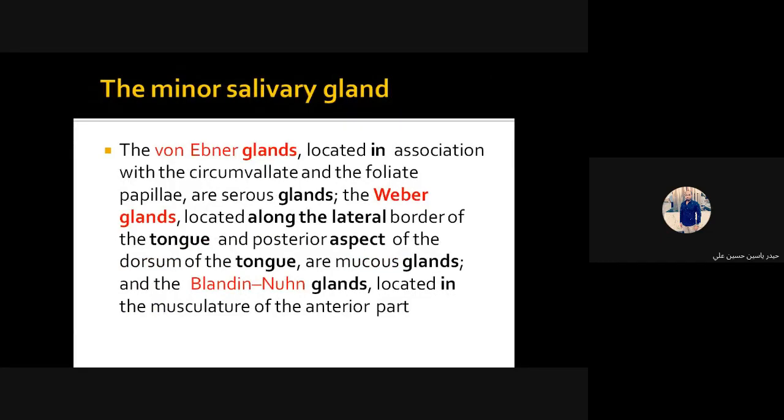Now I have another important structure which is called the minor salivary glands. The location of the minor salivary glands is very important. The first one is called the von Ebner gland, located at the circumvallate papillae, and it is considered to be a serous gland. It is located at the posterior junction between the anterior two-thirds and the posterior one-third. We will see its location now.